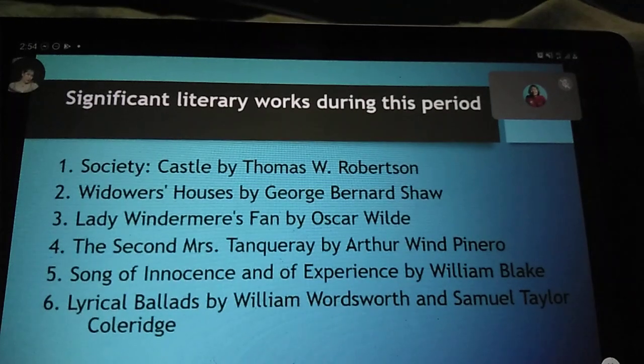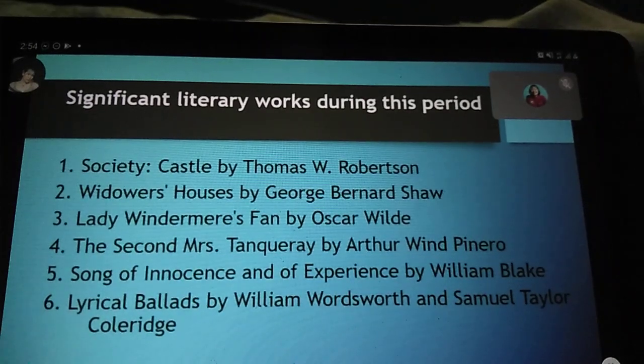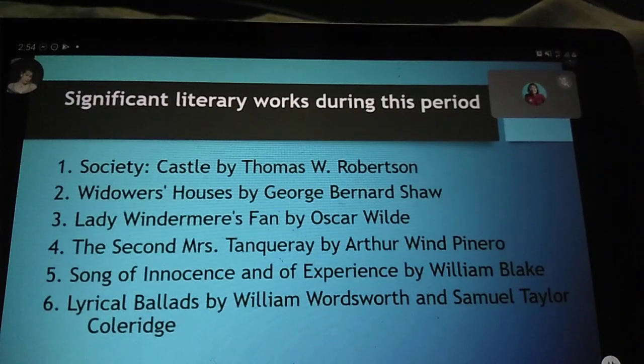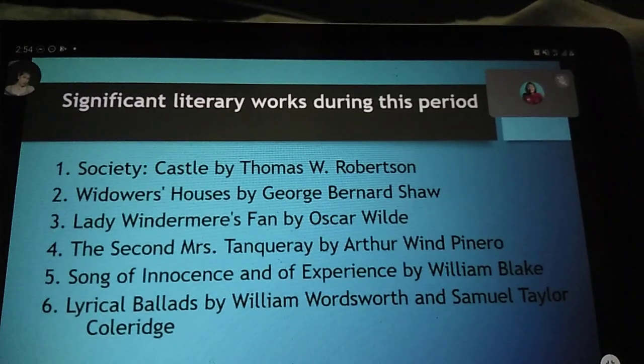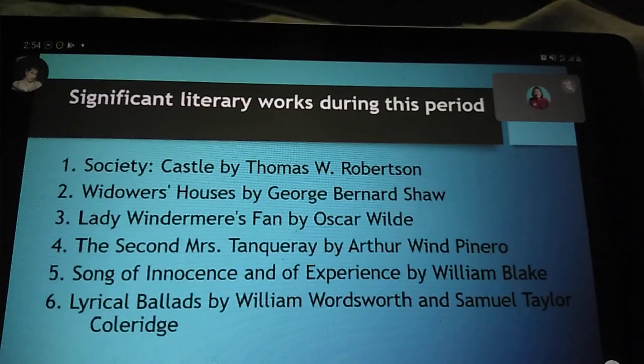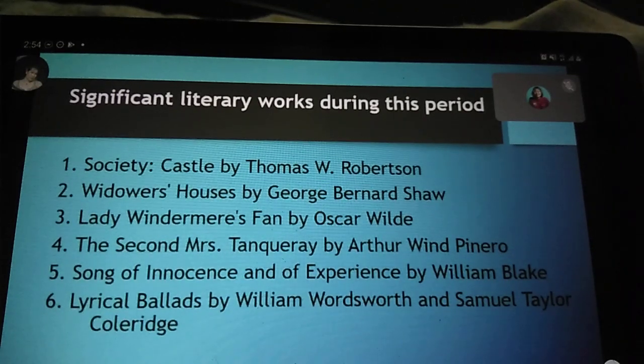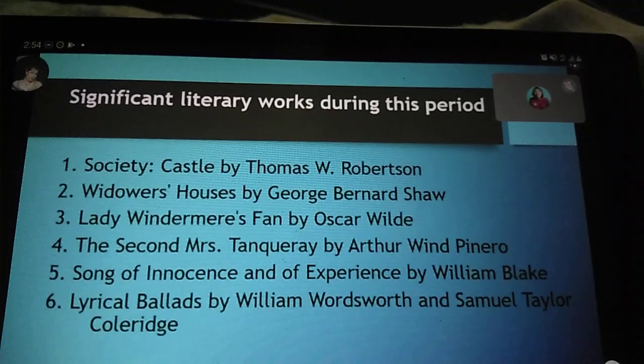Literary works during this period: Society by Thomas W. Robertson, Widowers' Houses by George Bernard Shaw, Lady Windermere's Fan by Oscar Wilde, The Second Mrs. Tanqueray by Arthur Wing Pinero, Songs of Innocence and Experience by William Blake, Lyrical Ballads by William Wordsworth and Samuel Taylor Coleridge.